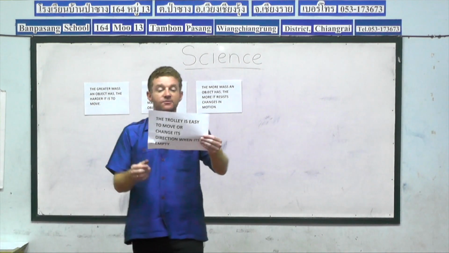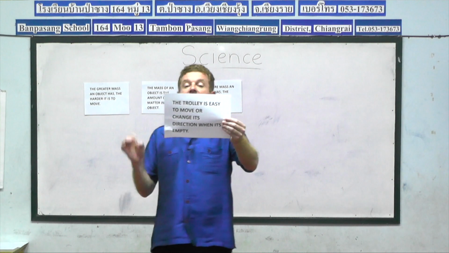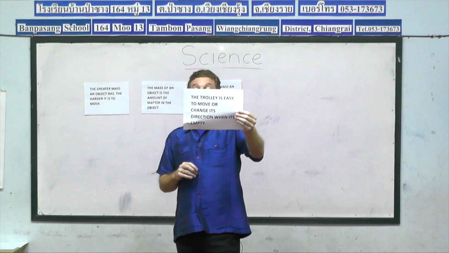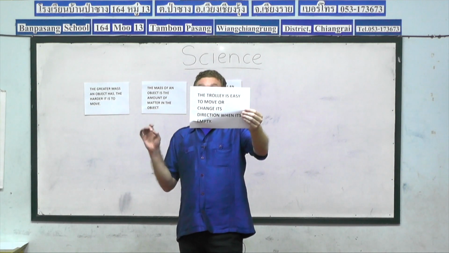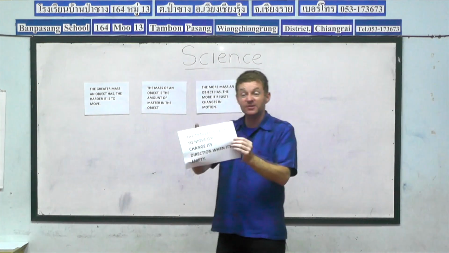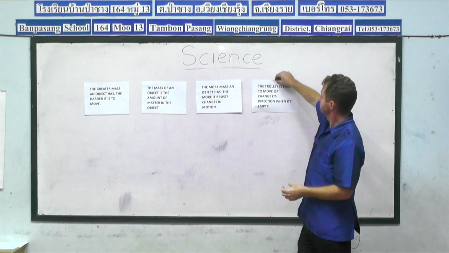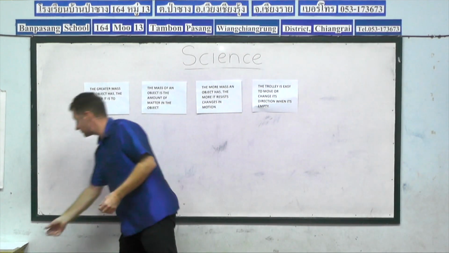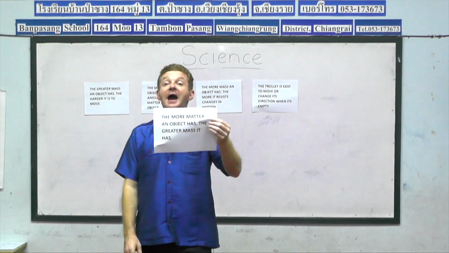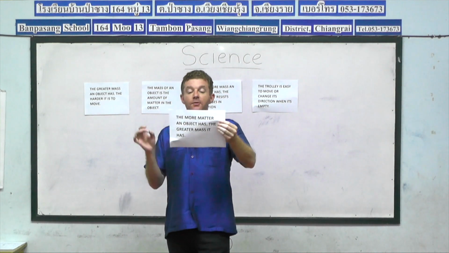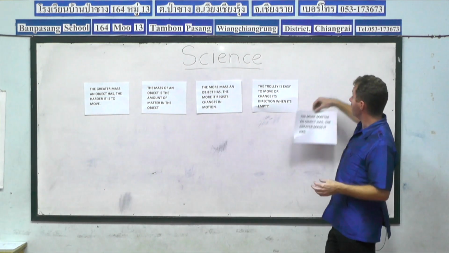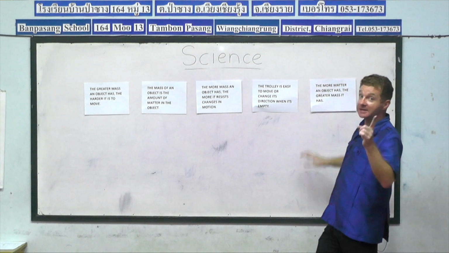And then our next sentence: the trolley is easy to move or change its direction when it's empty. Yes, when a trolley is empty, it's easy to change its direction. And finally, our fifth and final sentence is: the more matter an object has, the greater mass it has. That's the golden rule of mass. The more matter is the more mass.